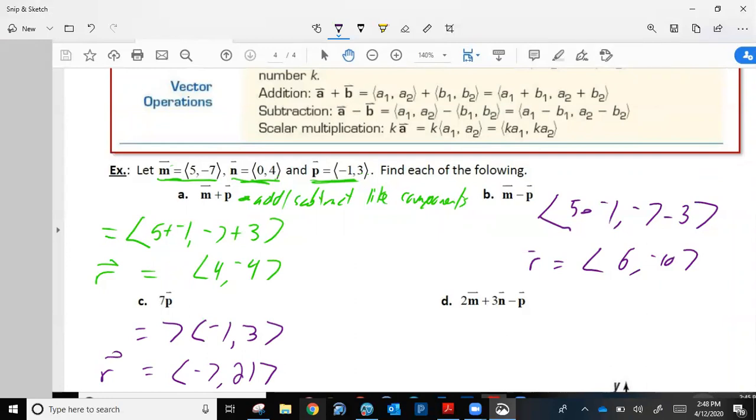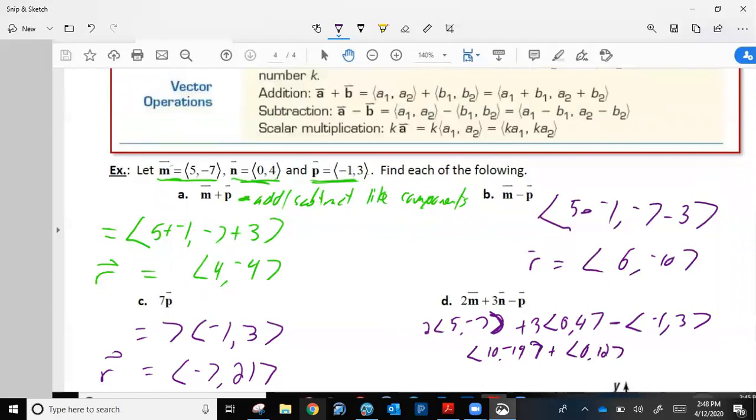And finally, order of operations come into play for a larger case like 2m plus 3n minus p. This is asking you to do 2 times vector m, 2 times 5, -7, plus 3 times vector n, which is 0, 4, minus a vector p, -1, 3. That's going to be 10, -14, plus 0, 12, minus -1, 3.